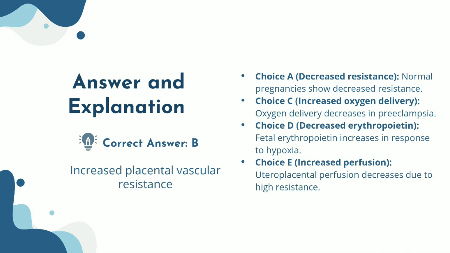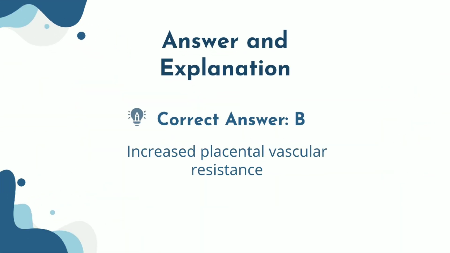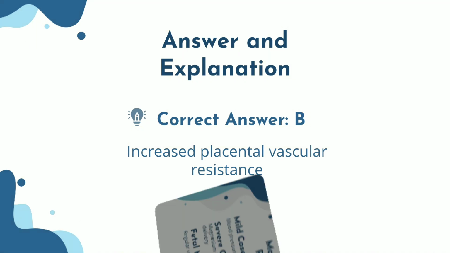Choice D, decreased erythropoietin. Fetal erythropoietin increases in response to hypoxia. Choice E, increased perfusion. Uteroplacental perfusion decreases due to high resistance. Abnormal development of the spiral arteries in preeclampsia results in high vascular resistance, reducing oxygen delivery and uteroplacental perfusion.